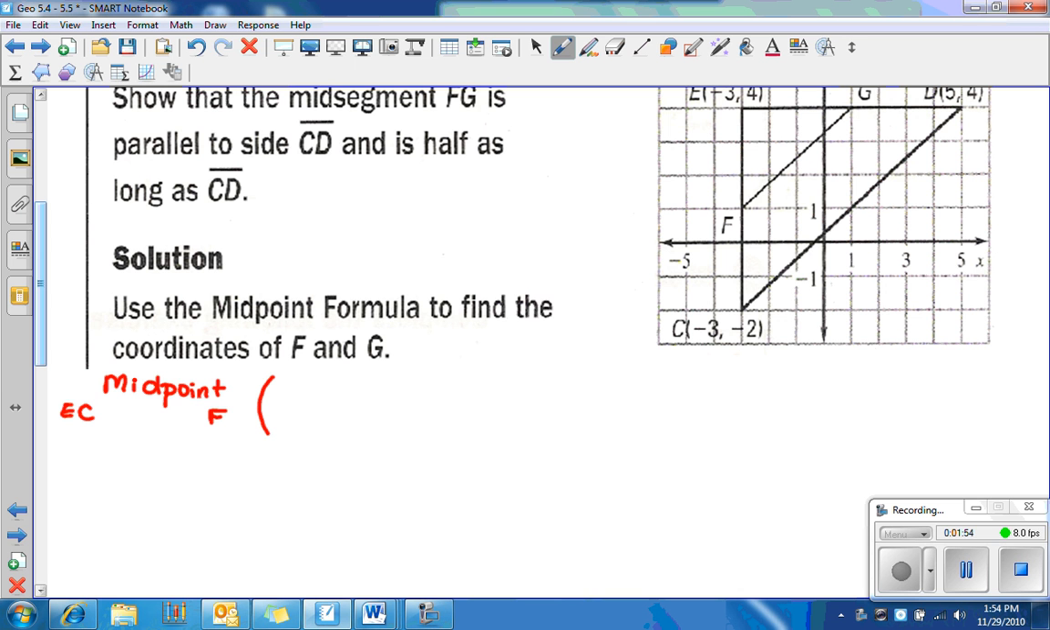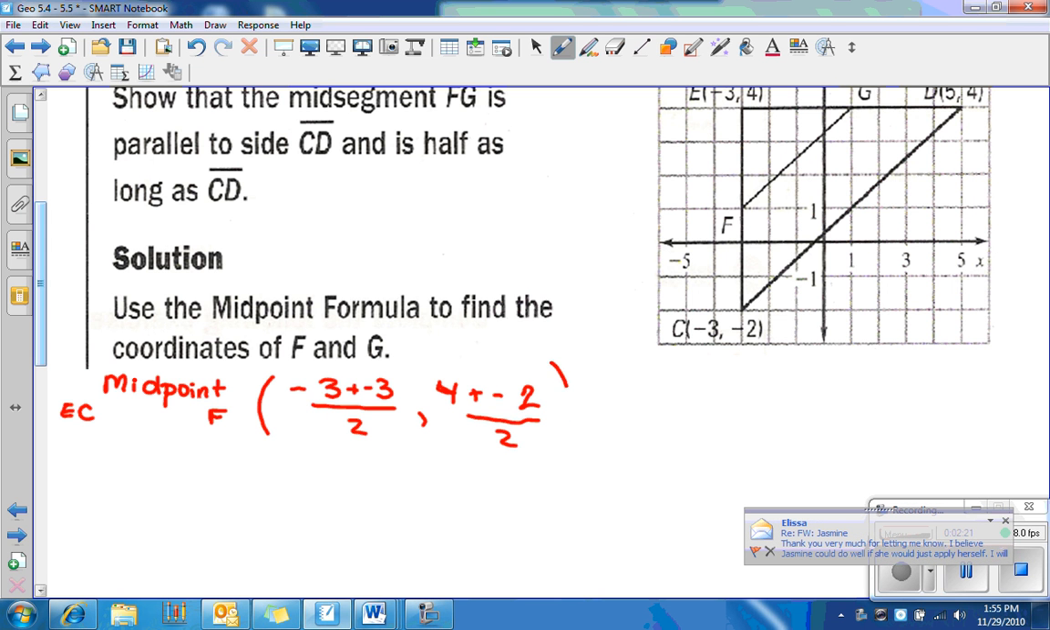So the midpoint of E and C, well, E is located at -3, 4. And C is located at -3, -2, so you're adding -3 and you're adding the -3. Now, you didn't have to put plus a negative, but I did that so that if you're looking back in your notes, you know that you always add. And then you divide by 2. All right, so -3 plus -3 is -6 divided by 2, which gives you -3.